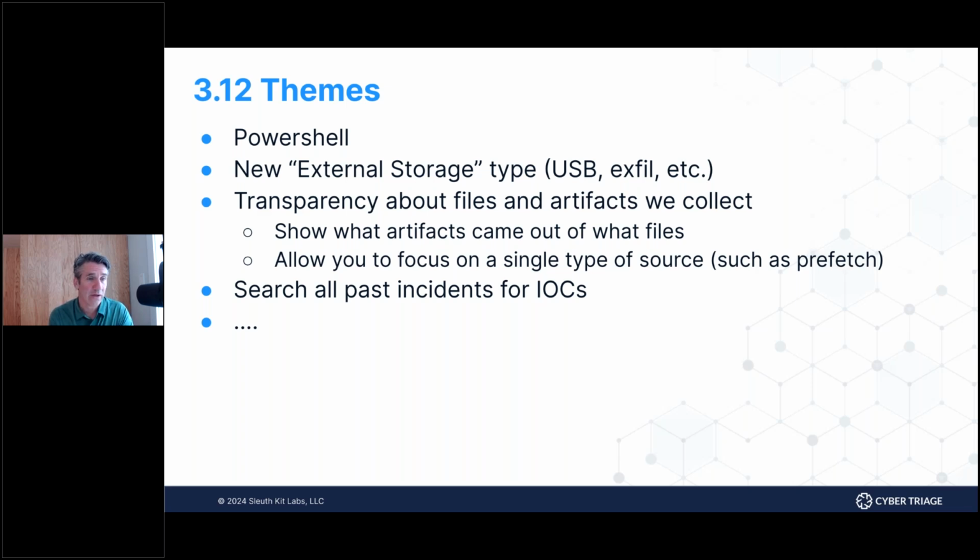That we're going to have a new top-level, first-class citizen data type here that's focused on what other places there could be data that came from this system. So this is things like USB drives that were plugged in and exfil methods, right? Like Mega or Google Drive or OneDrive or whatever other kind of cloud resources that may have been used to exfil data or copy data to.